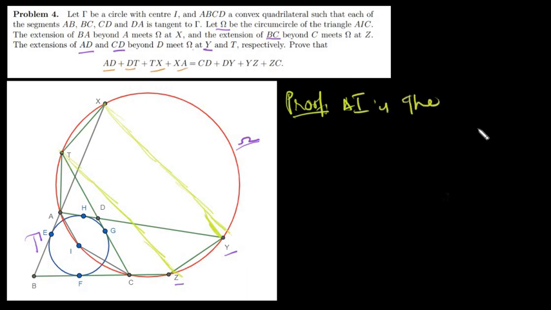It's pretty obvious. We can see that right here, let me actually make the lines XY maybe, and DZ. So now focus on this triangle, XAY. I'm going to write down the proof now for the problem. So AI is the external angle bisector of angle XAY.